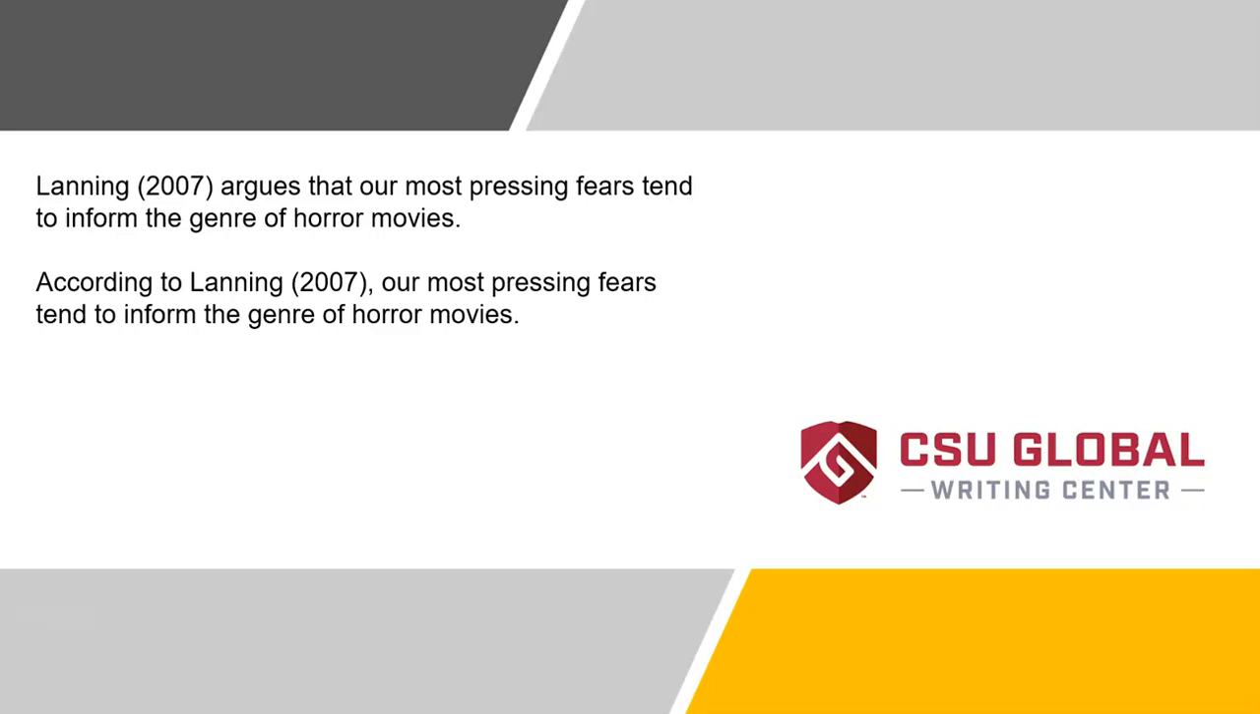Generally, citations either show up in signal phrases or in parentheticals. A signal phrase is a phrase that introduces source material like, according to Lanning, 2007, or, as noted in Lanning, 2007. You can use signal phrases to vary your sentence structure throughout your essay, especially if you notice that you tend to start sentences the same way.